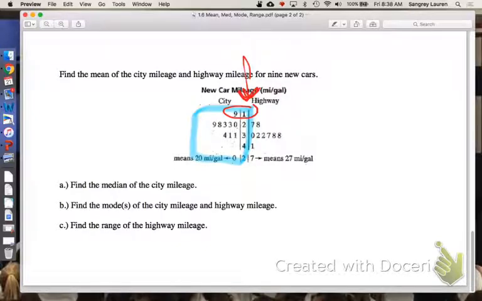I am going to let you find the values for A, B, and C. So see if you can find the median, the mode, and the range for the different mileages that they're asking for, and then we'll go over them when I get back.